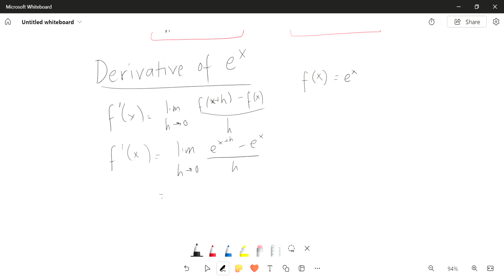And then we can expand e to the power of x plus h as e to the power of x multiplied by e to the power of h, minus e to the power of x, all over h as h approaches 0. And this is because if we have two exponents like a to the m multiplied by a to the n, this is the same thing as a to the power of m plus n, which is covered in any algebra class.